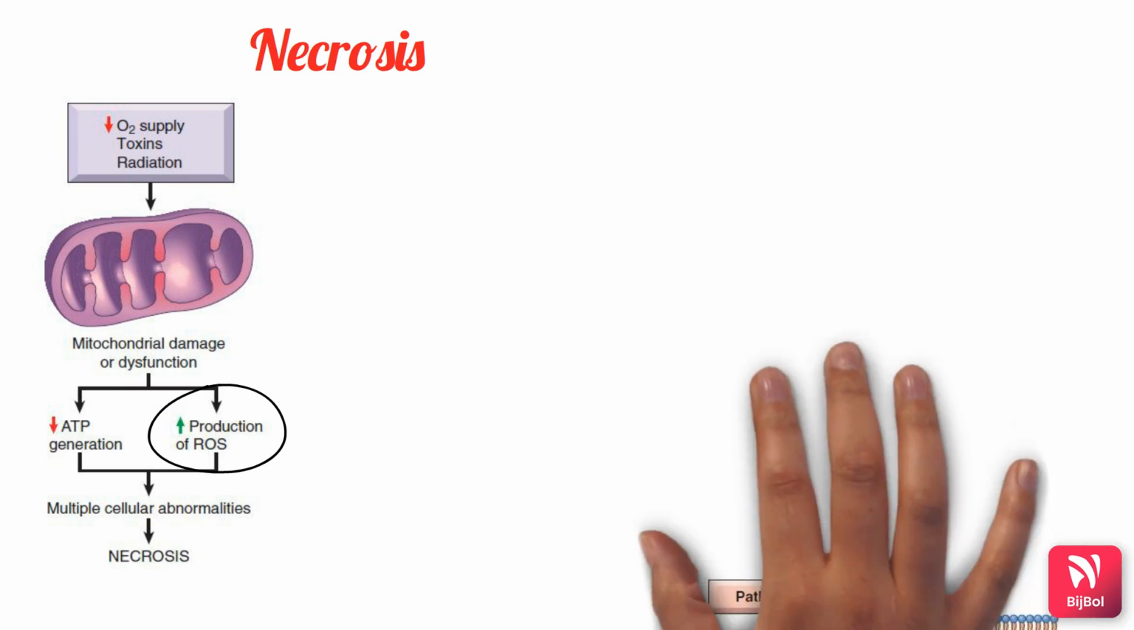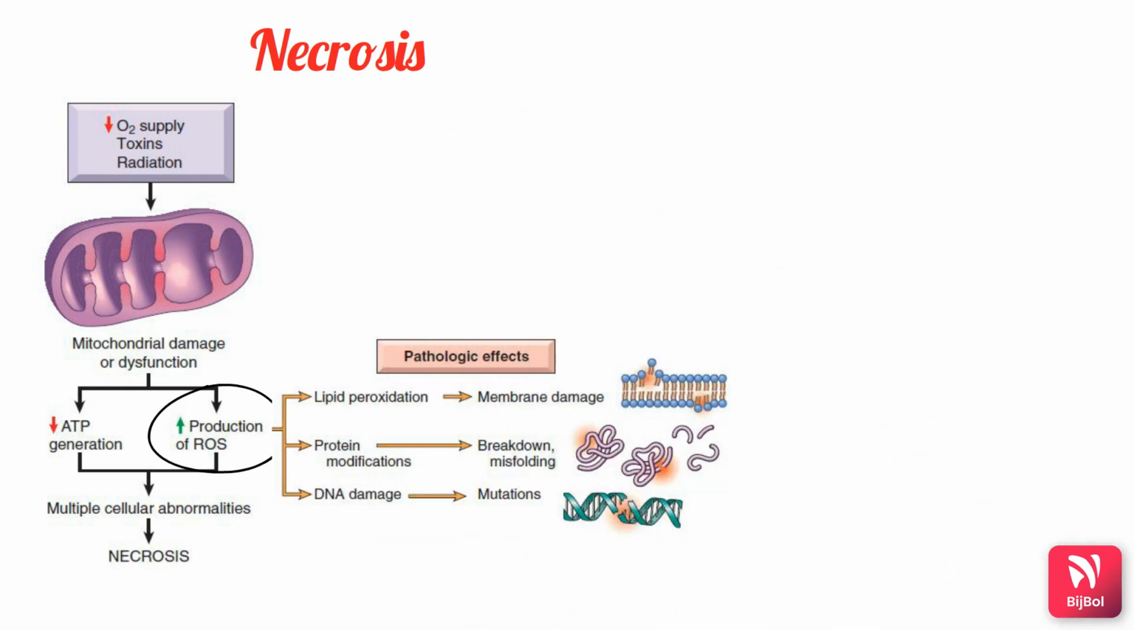So what happens because of the increased reactive oxygen species? There are various pathologic effects like lipid peroxidation, which can result in membrane damage, as our cellular membranes are made of phospholipids. And sometimes there will be protein breakdown and protein misfolding. And sometimes it can result in damage to the DNA, which can result in mutations and sometimes causes tumors.